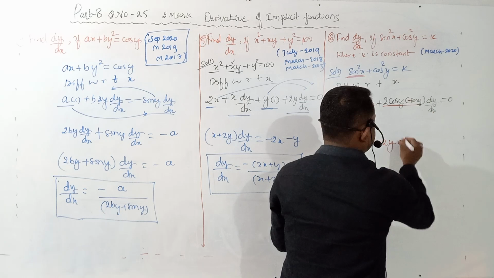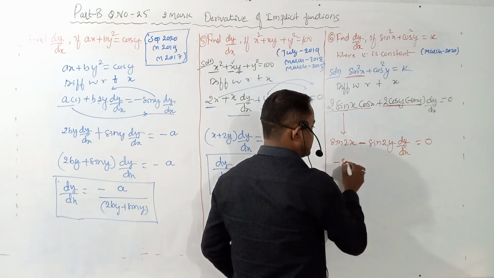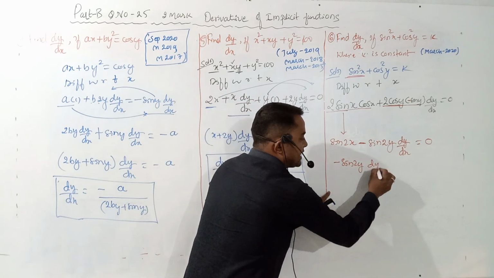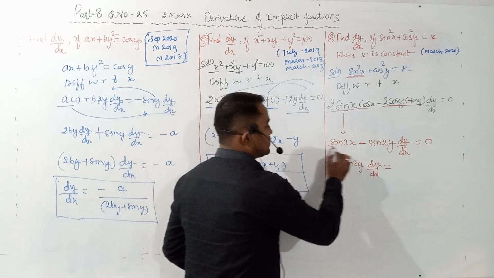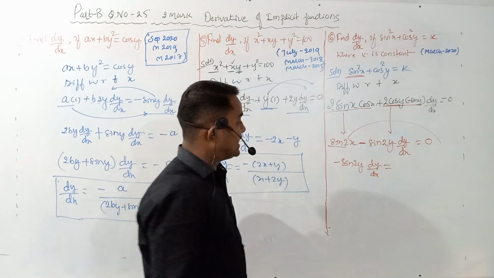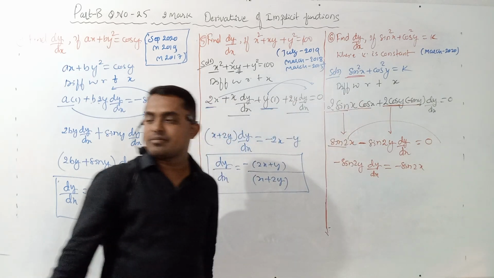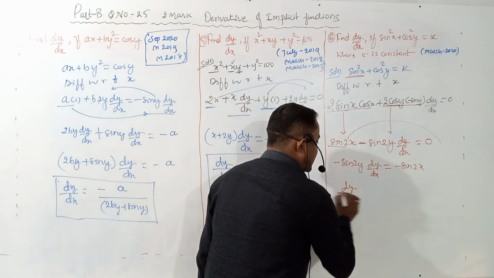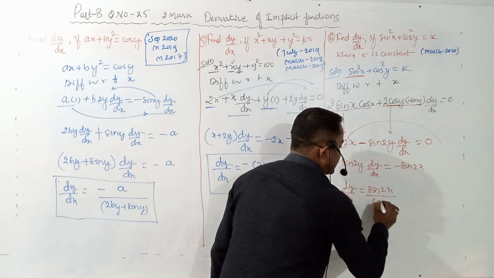This dy by dx is equal to 0. Now minus sin 2y, minus sin 2y dy by dx is equal to, transpose this term to the right side, that is minus sin 2x. Both the sides have a minus sign, the minus signs get cancelled. Then dy by dx is equal to sin 2x divided by sin 2y.